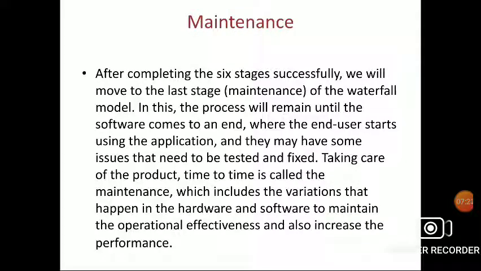Okay, coming to the maintenance part. After completing the six stages successfully, we will move to the last stage, that is the maintenance of the waterfall model. In this, the process will remain until the software comes to an end, where the end user starts using the application, and they may have some issues that need to be tested and fixed. Taking care of the product from time to time is called maintenance, which includes the variations that happen in the hardware and software to maintain the operational effectiveness and also increase the performance.